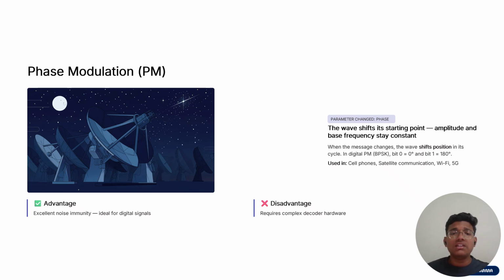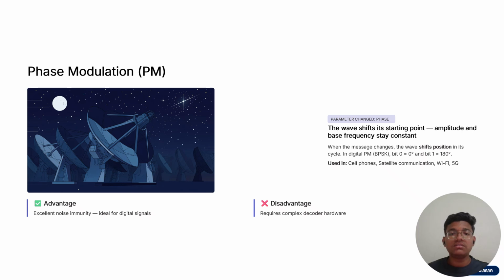For example, in digital PM like BPSK, bit 0 can be represented by 0 degrees and bit 1 can be represented by 180 degrees. So the receiver checks the phase and understands whether it is 0 or 1. PM is used in cell phones, satellite communication, Wi-Fi, and 5G systems. The main advantage of PM is excellent noise immunity, and it's ideal for digital signals.